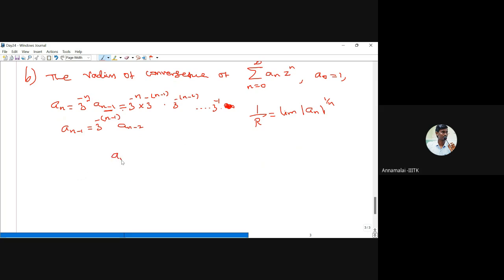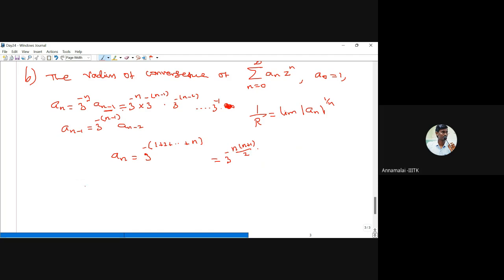So therefore, what is the nth term an? The bases are the same, so you can add the powers. You can take the minus outside. Therefore, we get 1 plus 2 plus etcetera plus n. Right? So this is nothing but 3 power minus n into n plus 1 by 2. Correct?